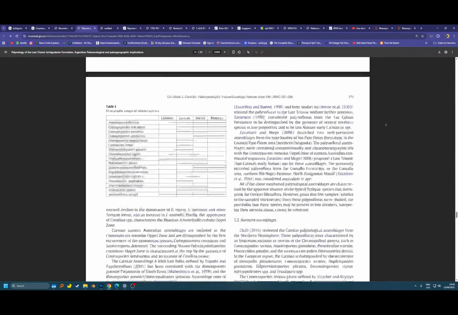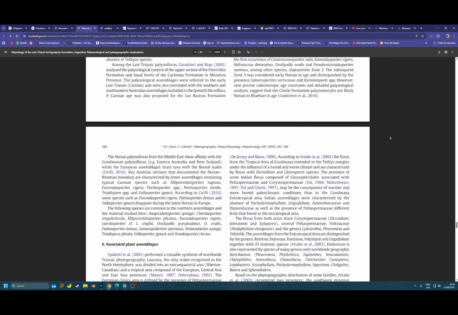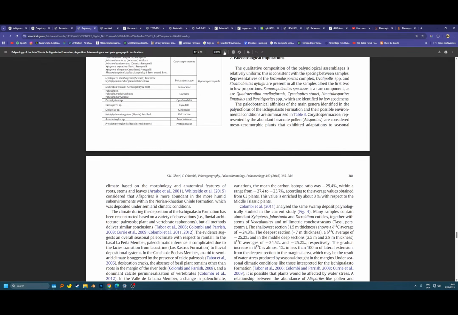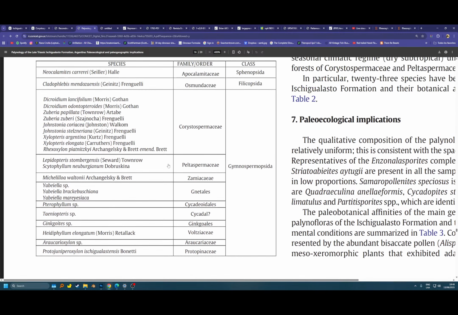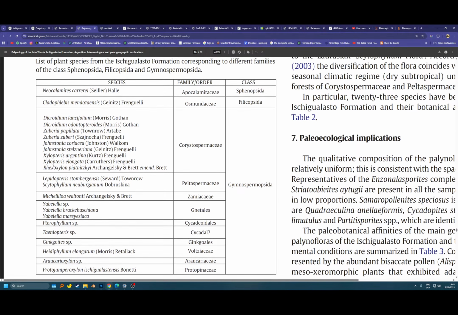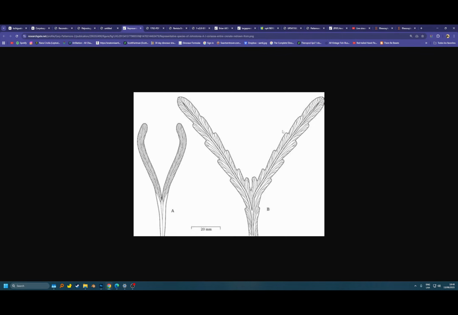Okay, I kind of lost this thing. Oh, this is the pollen. This is the macroflora. You have Xylopteris elongata, which is the Croidium elongatum. You have Johnstonia coriaceae. That's a small forked leaf. Is this one Johnstonia? If you put it in the scale, you are going to see that they aren't very big.